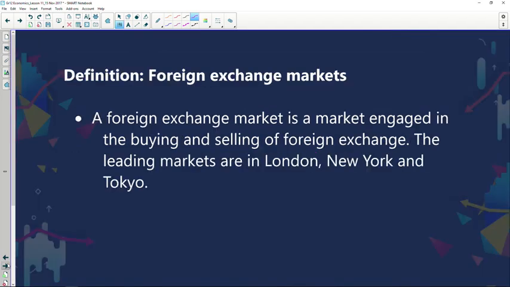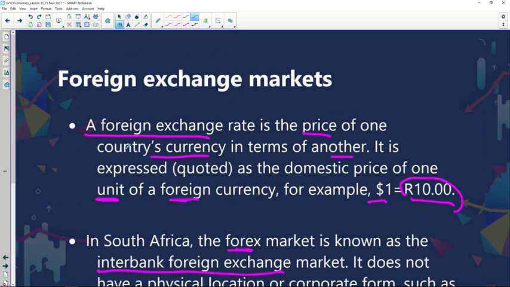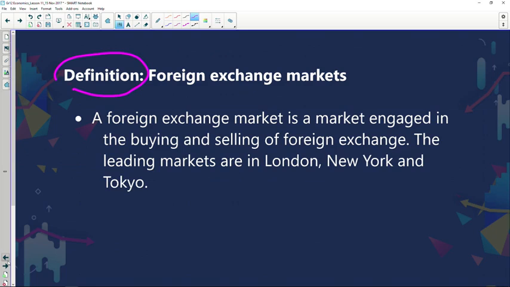Okay, so moving on just to look at a definition of what a foreign exchange market is. So previously we were looking at what the foreign exchange rate is. So don't confuse the two. So here we were defining what the foreign exchange rate is. So we said it's a price of one country's currency in terms of another. And now over here we are defining what the foreign exchange markets are.